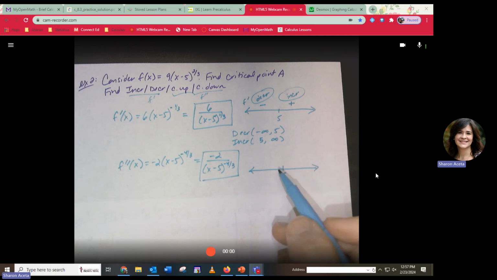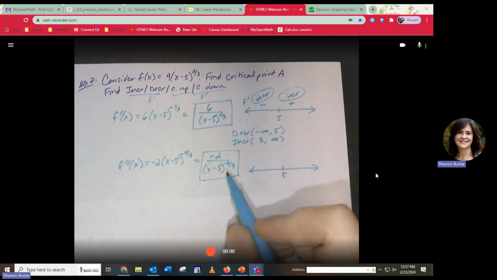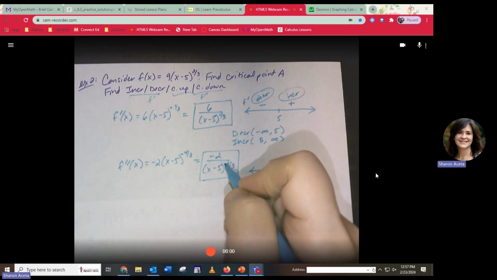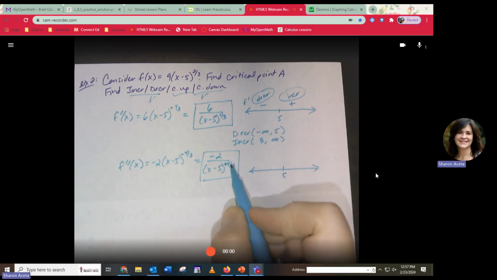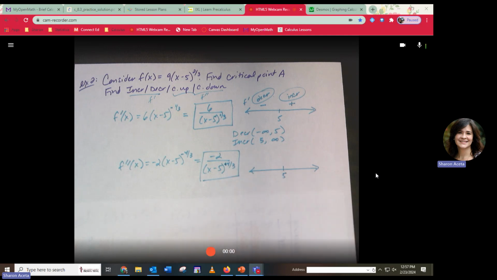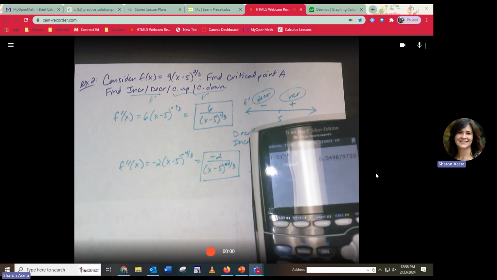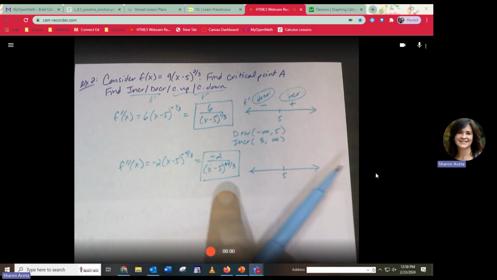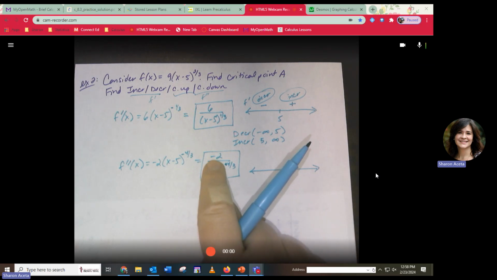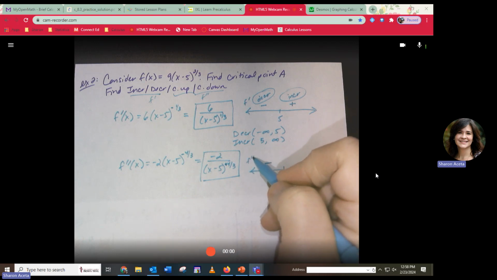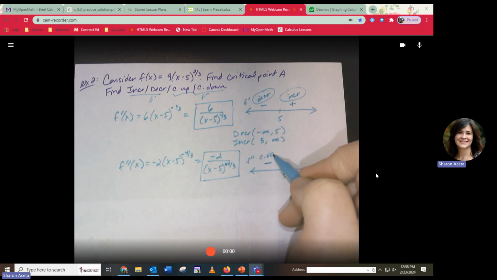So 5, if I pick a number that comes before 5, like 0, that would make negative 5 to the, whoops, that shouldn't be negative. That should be negative 5 to the positive 4/3. Negative 5 to the positive 4/3, a lot of students get wrong. They think it's negative, but to the positive 4/3, it's a positive number. So I have a positive number on the bottom. I always have a negative number on top. So this is negative in that section, which in the second derivative, if I'm negative, I am concave down.